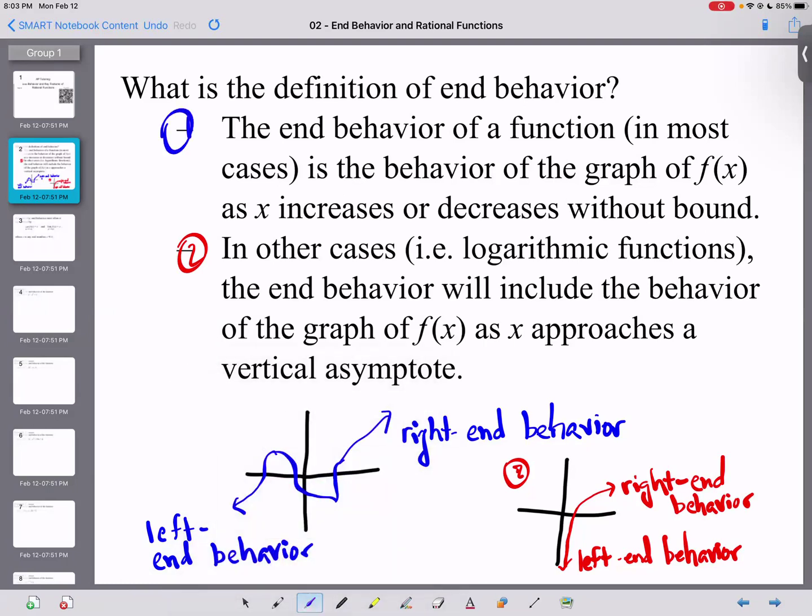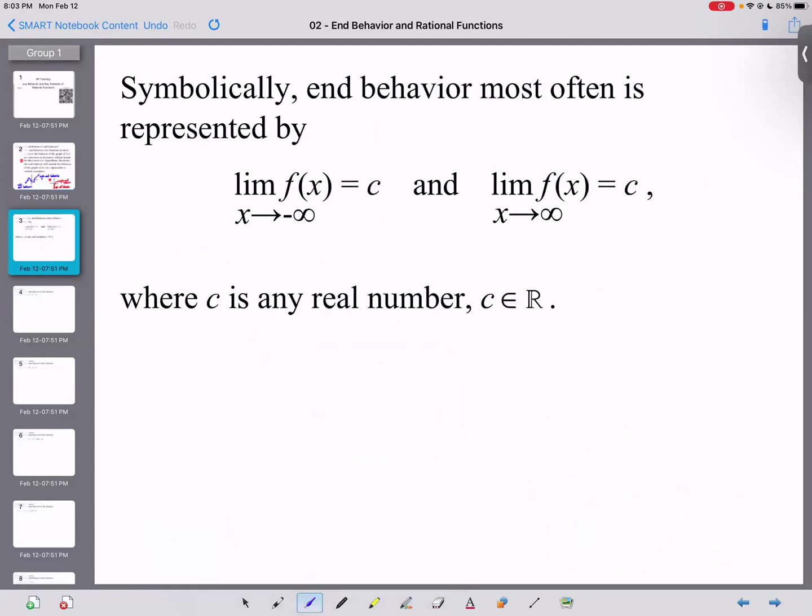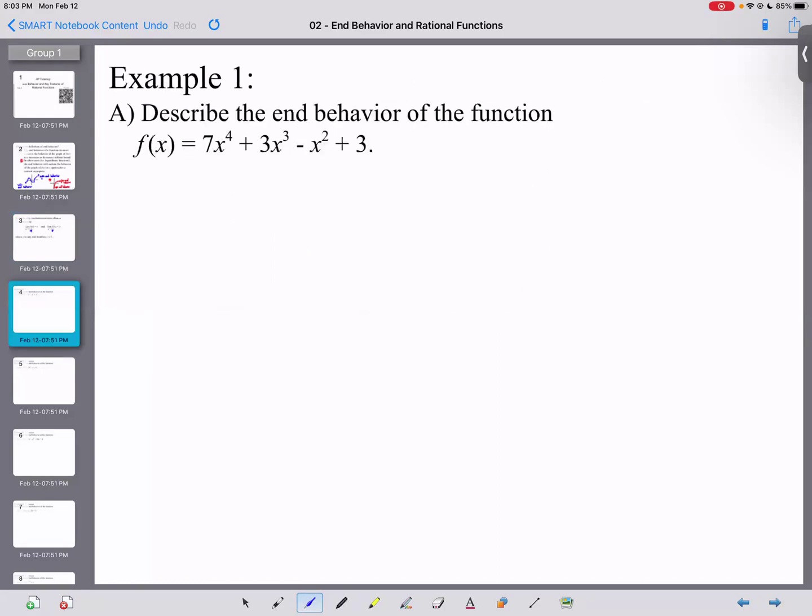So let's go over some of the basics with it. So we write them as limits. And if you remember with a limit, you can kind of read it as what's happening to y as x approaches whatever the value is. So in this case, it'd be what's happening to y as x approaches the left, or what's happening to y as x is approaching the right. And the number c is just whatever it's going to, whether it's going up to positive infinity, down to negative infinity, or if it's getting flat at some constant. Okay, so let's talk about example 1 here.